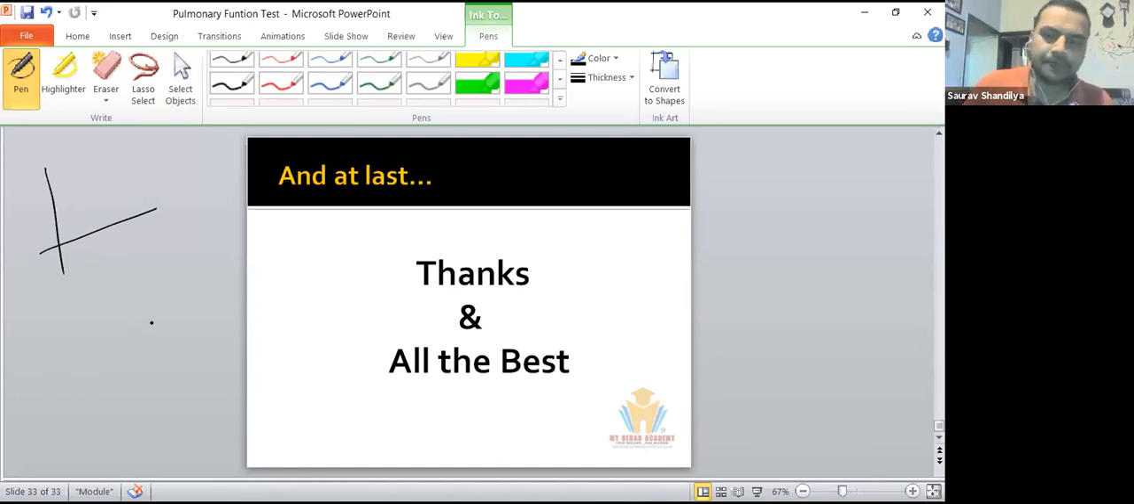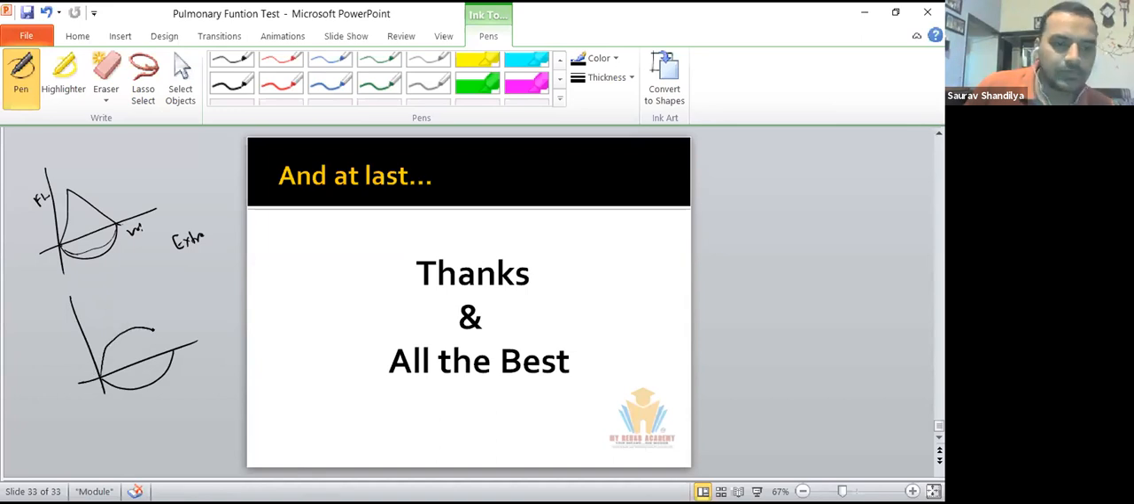Say for example, if there is an extrathoracic problem, okay? What will happen in an extrathoracic problem? It is a normal inspiration, expiration, right? So what will happen in an extrathoracic problem, not intra, in the flow volume loop? This particular part will reduce, inspiration will reduce, and see, this curve will be like this, somehow like this. This will be reduced and this also will be reduced. This is the problem of the extrathoracic problem.